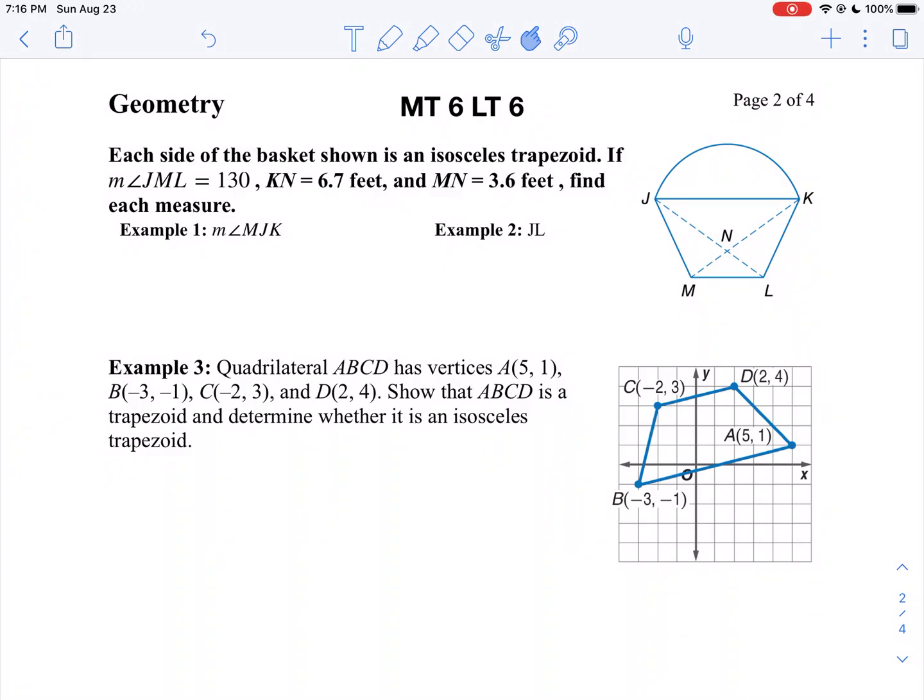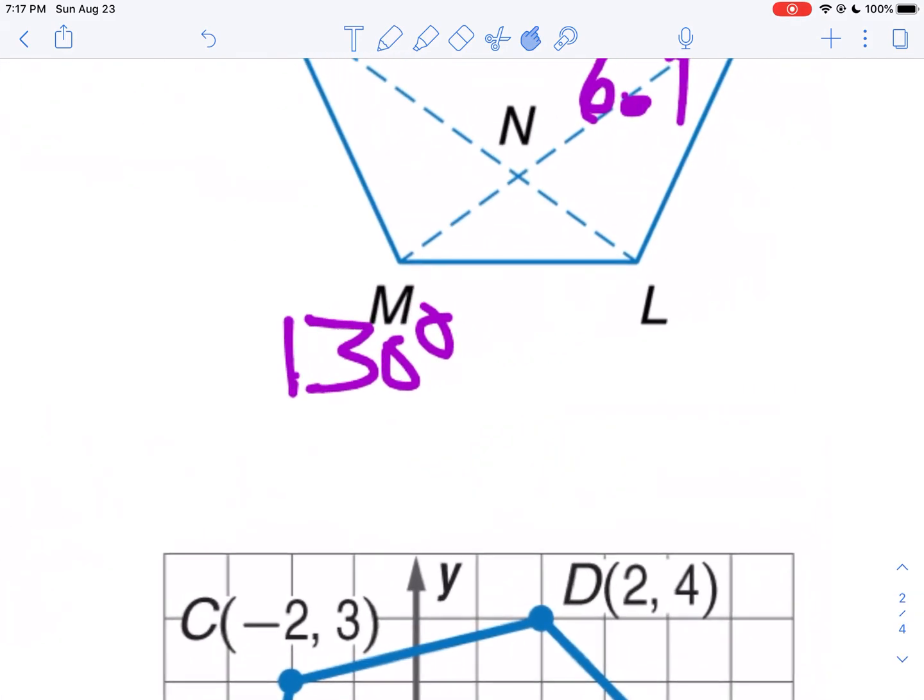In example 1, we're told each side of the basket shown is an isosceles trapezoid. If angle JML is 130 degrees, so let's put that in. So I know this angle is 130 degrees. We know K to N is 6.7. And we know M to N is 3.6.